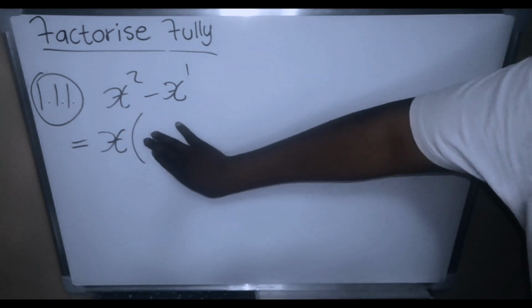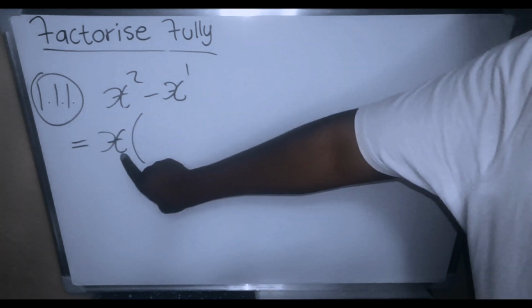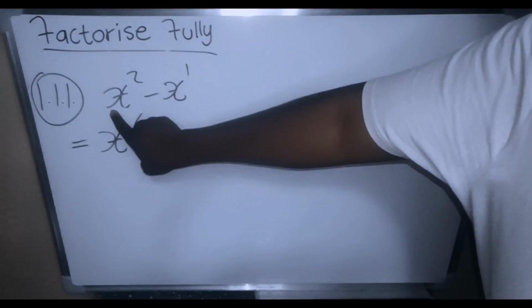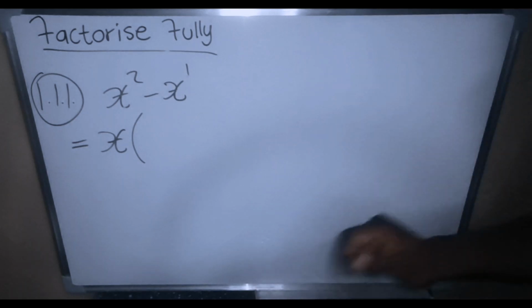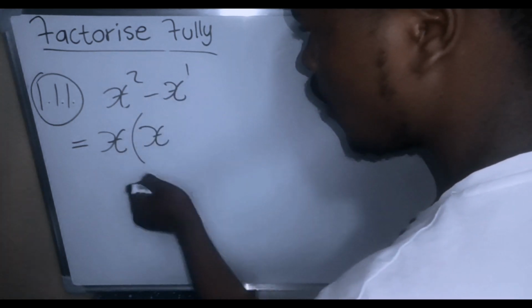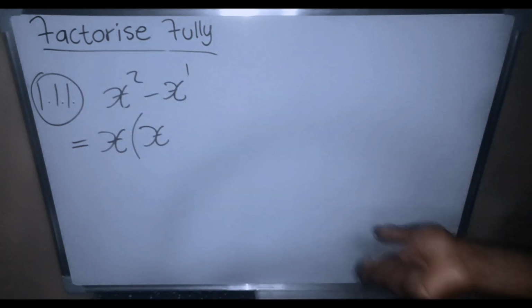Now, to find the term here, our rule says to divide the first term by our highest common factor to find the term for this position. Now, what is x squared divided by x? When you divide same bases, you subtract exponents. Therefore, 2 minus 1 is 1. That's x. Why? Because x times x is x squared. That's the basic logic behind it.